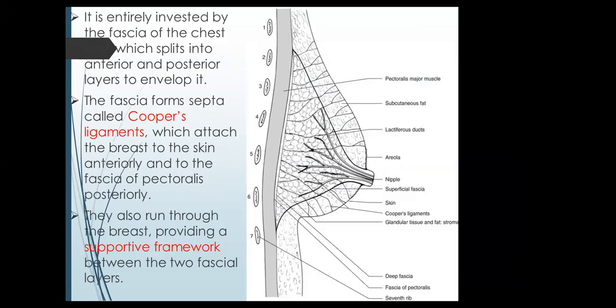It is entirely invested by the fascia of the chest wall, which splits into anterior and posterior layers to envelop it. The fascia forms septa called Cooper ligaments, which attach the breast to the skin anteriorly and to the fascia of pectoralis posteriorly. They also run through the breast, providing a supportive framework between the two fascial layers.